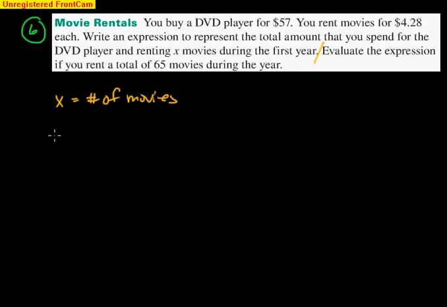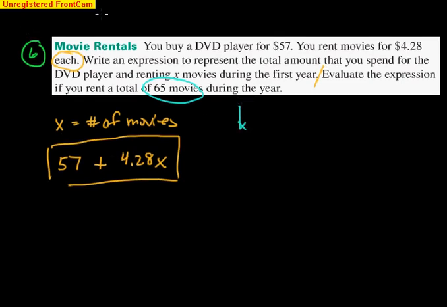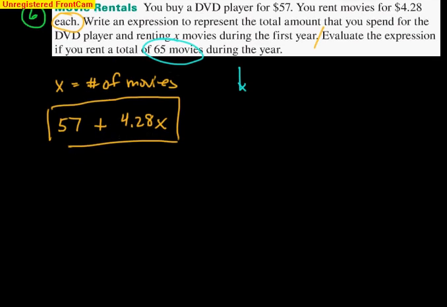So you're going to pay $57 for your DVD player. And then here's that keyword each. $4.28 each for each movie. So to that $57 we add $4.28 times the number of movie X. And there's our expression. So then we read further. Evaluate the expression if you rent a total of 65 movies per year. So this means X is 65. Sorry. X is 65.